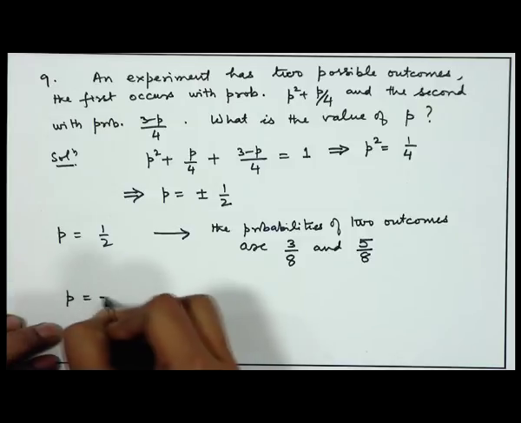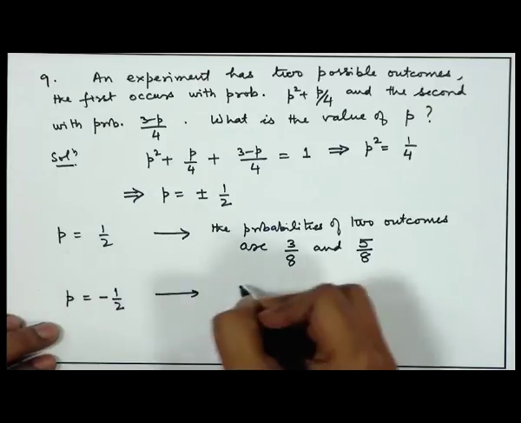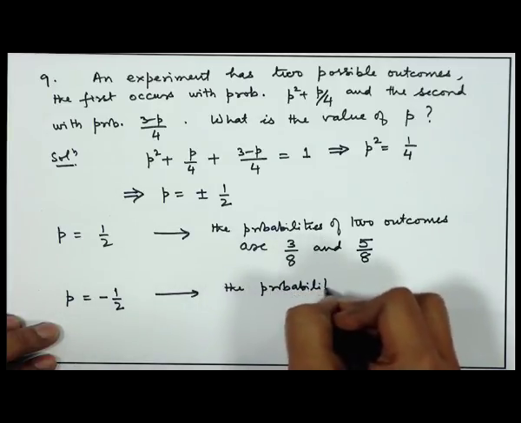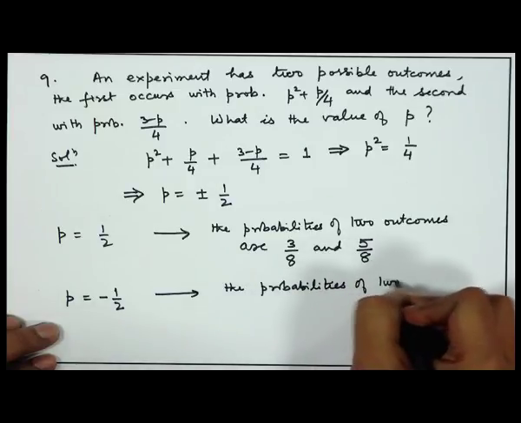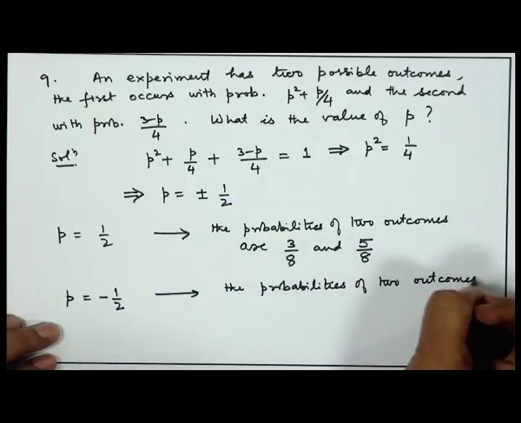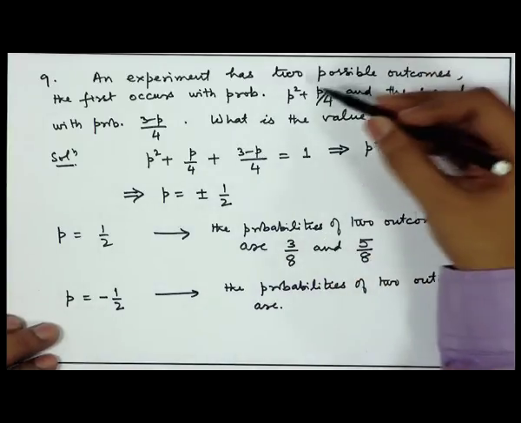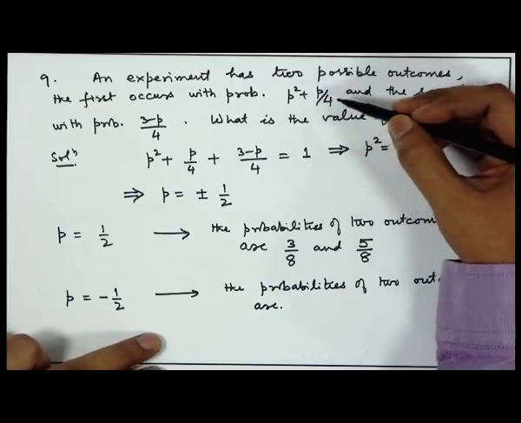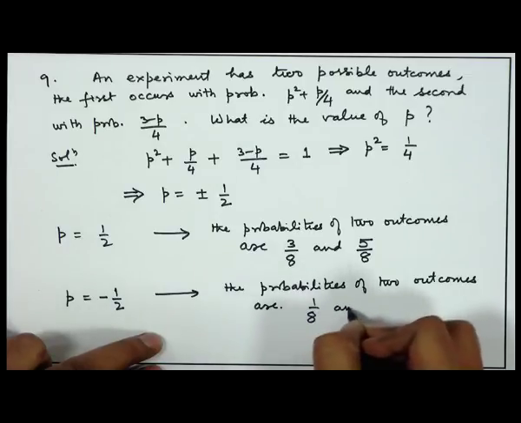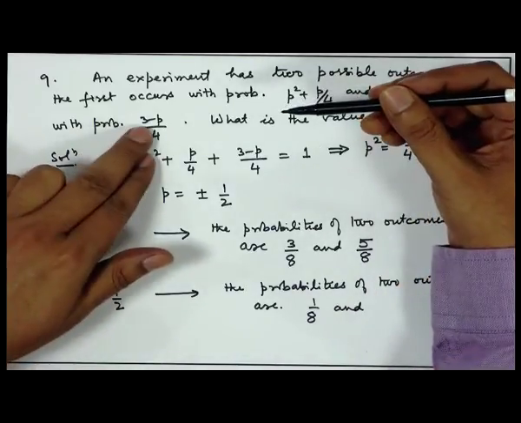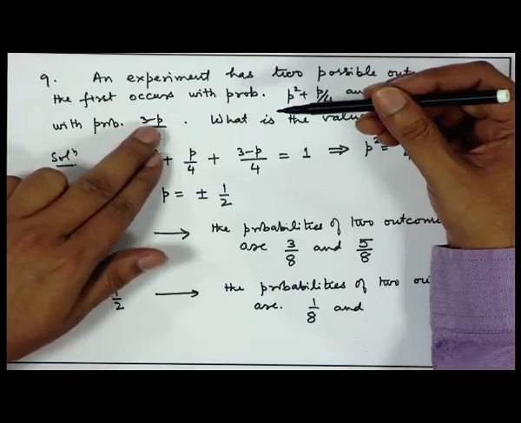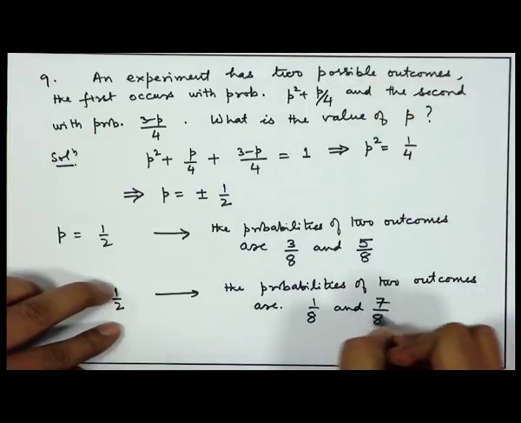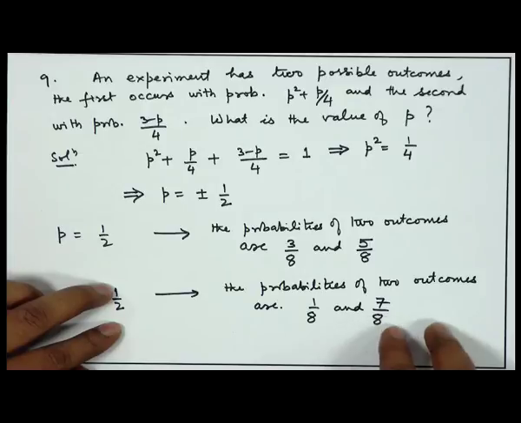If p is equal to minus half, then the probabilities of the two outcomes: p square plus p by 4 will become 1 by 4 minus 1 by 8, that is 1 by 8, and the second one is 3 minus p by 4, so that is 3 plus half, that is 7 by 2 by 4, that is 7 by 8. So, again you can see that the sum is equal to 1.